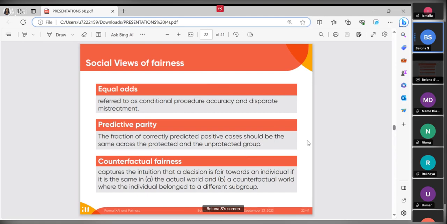In the next slides of this presentation, we will look at fairness in the counterfactual way, because it makes it easy with the formal explanation.